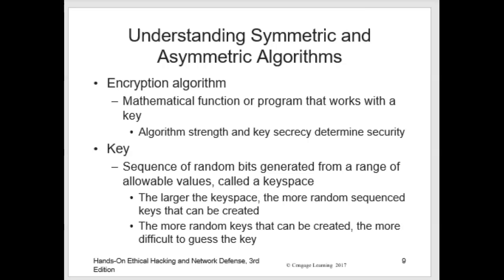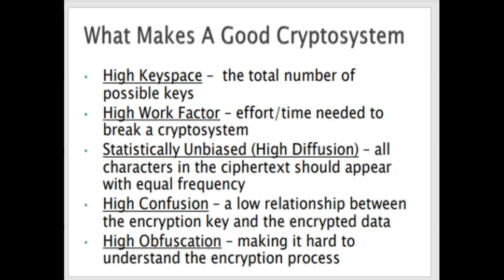Boom. There's an algorithm, right? What is secret is the key. The key is a sequence of random bits generated from a range of allowable values called the key space. That's what's really secret. So a good crypto system for your risk register would be high key space, high work factor, statistically unbiased, or sometimes called high diffusion, high confusion, and one of my favorite terms, obfuscation, right?